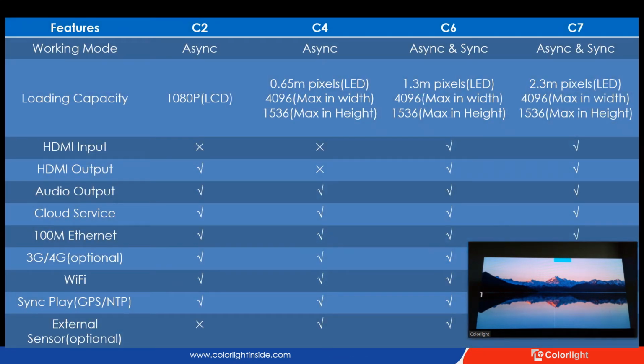This chart for your reference. Again, the C2 for the LCD, and C4, C6, C7 for the LED. One thing to mention about is that C4, C6, and C7, they can raise to 4096 in the horizontal pixels, and they can also raise to 1536 in the vertical pixels.